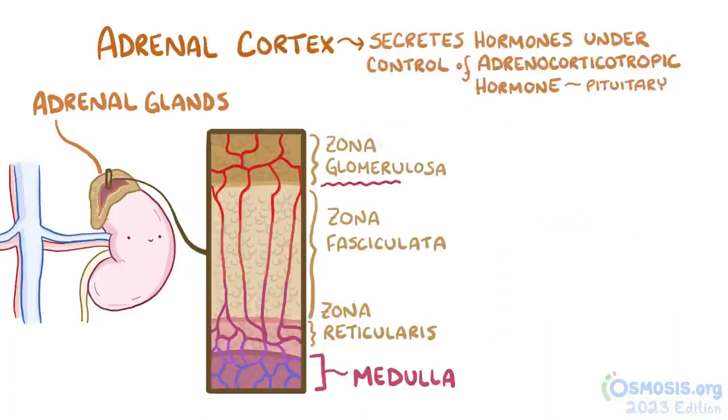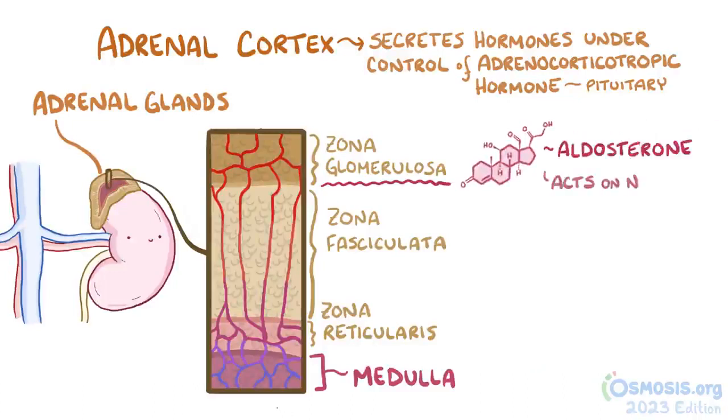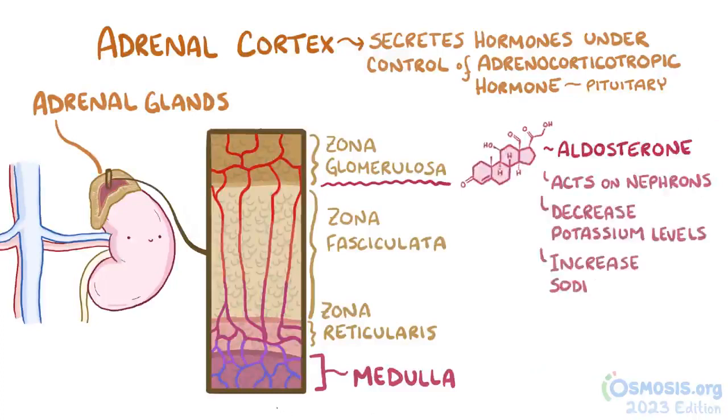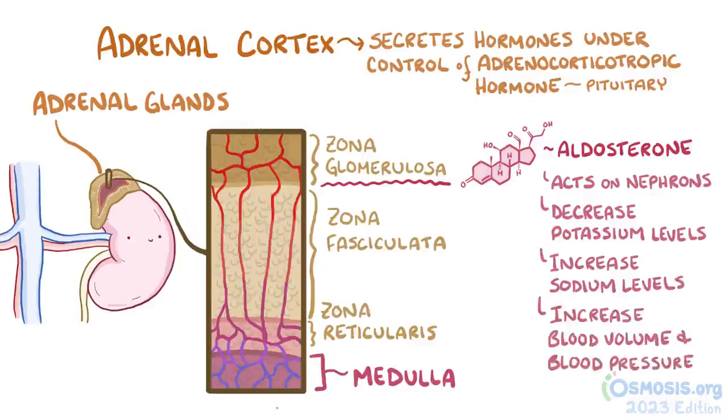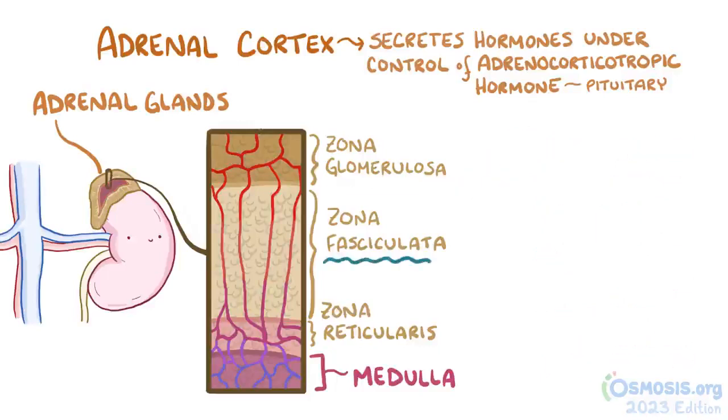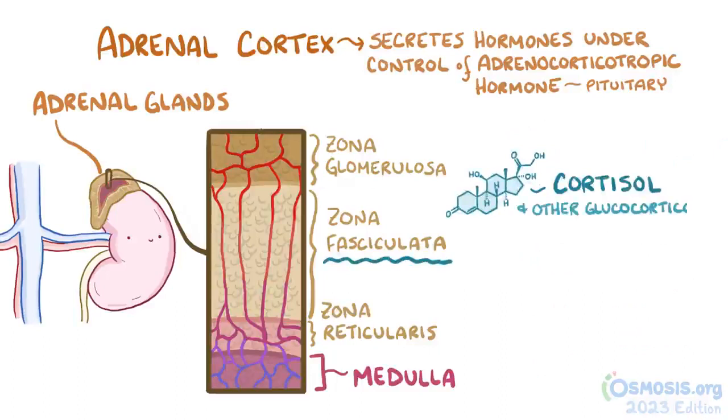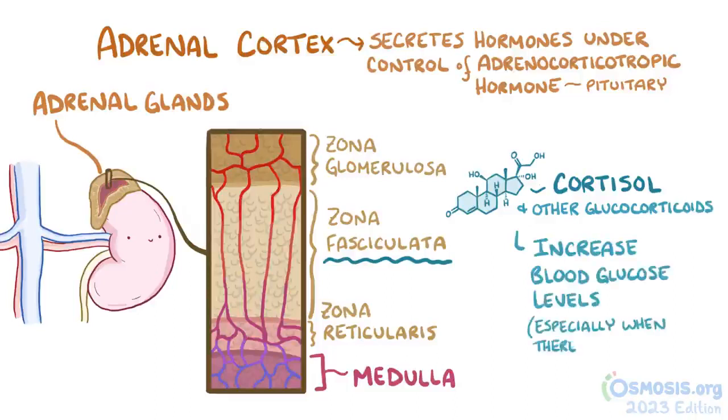The outermost layer is the zona glomerulosa, which makes the hormone aldosterone. Aldosterone acts on the nephrons of the kidney to decrease potassium levels, increase sodium levels, and increase blood volume and blood pressure. The middle layer is the zona fasciculata, which makes the hormone cortisol, as well as other glucocorticoids. The main job of a glucocorticoid is to increase blood glucose levels, especially when there's emotional and physical stress.